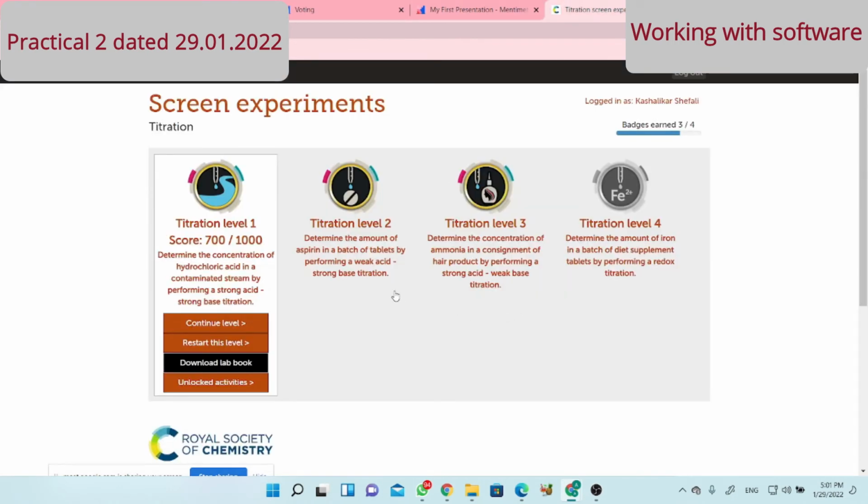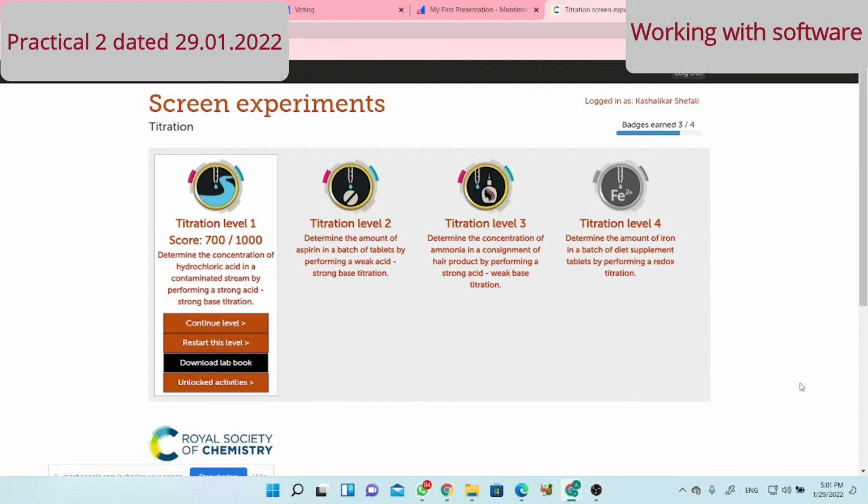Yes, I was talking about the experiment. Shefali has completed level 1, right, Shefali? Yes, I have completed 3 levels actually. But the report is not there. See, the report is what I want. For titration level 1, she scored 700. It is the report you will get after logging in.